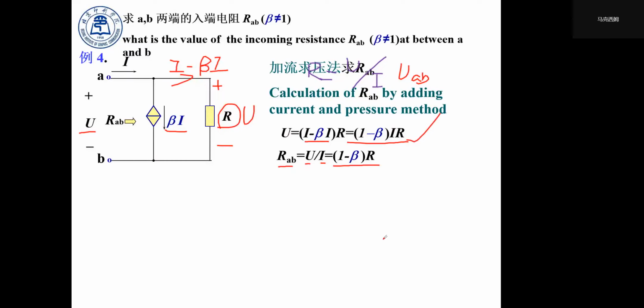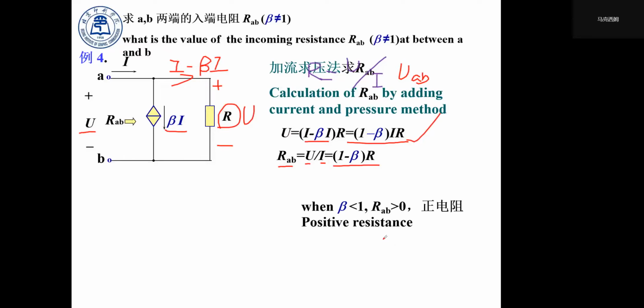So this is how we calculate the equivalent input resistance RAB. But there's some space for discussion. Let's talk about the value of beta.